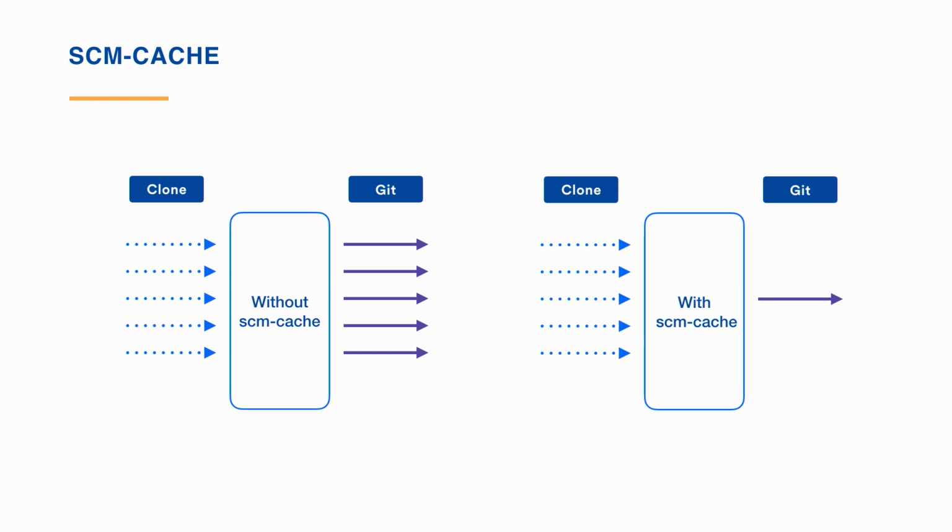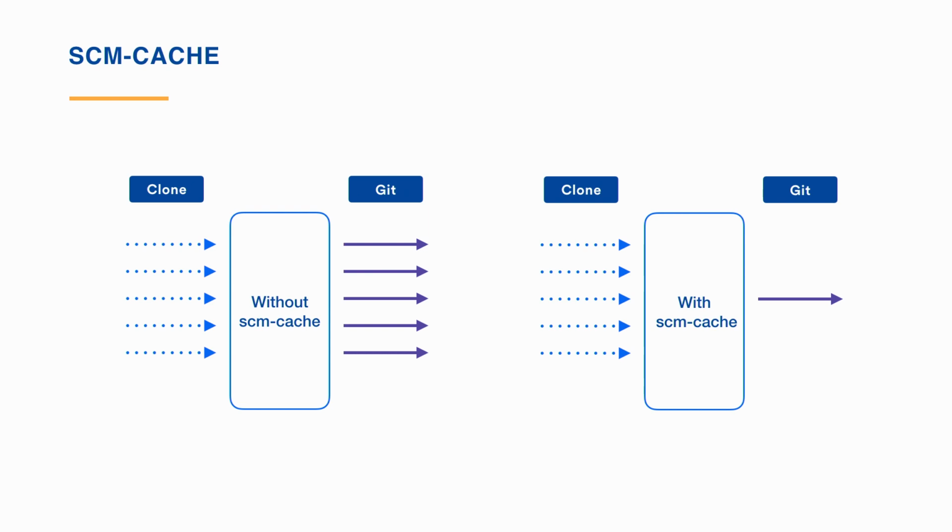But this is another way to visualize it. So you can see, without the SCM-CACHE, every clone that comes into the system will fork off a Git process. While with the SCM-CACHE, it's basically a race, and the first hosting operation to hit the system will fork a Git process, and every other operation will read from the output of that Git process.